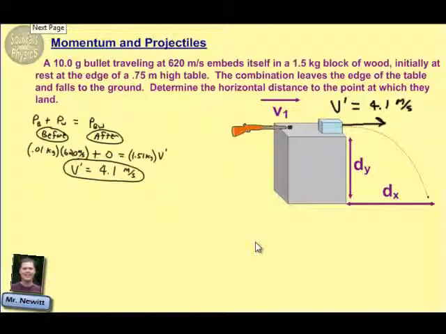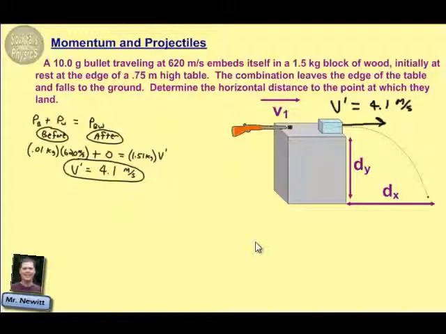Now, the next part of the problem involves the projectile portion. This is a review of some stuff we've studied earlier, but good for us to keep this in mind. This is the sort of thing that they like to do on AP exams, is combine a bunch of different types of topics. So I need to now use my equations from projectile motion to figure out the horizontal distance that this bullet and block combination would end up landing.